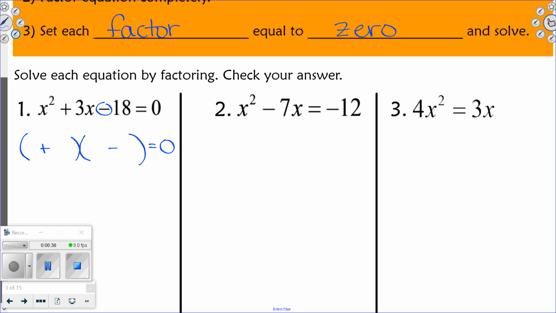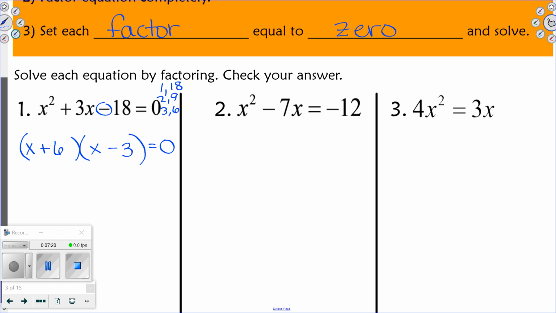Options for A, 1 and 1, so I know it's 1x and 1x. And then options for C, we have 1 and 18, 2 and 9, 3 and 6. We're trying to get a 3x in the middle. Good, x plus 6 and x minus 3. Right, remember, if your A value is just a 1, then we can look at which one of those just gives me the middle one, right? And again, I can double check. That's going to be 6x minus 3x gives me a positive 3x, which is what I wanted, okay?